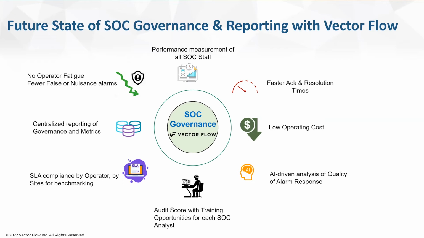A good example could be Lou and I are both operators in the SOC, and Vector Flow will report that Kyle's mean time to acknowledge an alarm is 60 seconds, not bad. But Lou's mean time to acknowledge is 45 seconds. We can actually disseminate and understand the steps in the processes, determine why there's that variance, and make recommendations on improvements where I can actually lower my mean time to acknowledge from 60 to 45 or even lower than that.